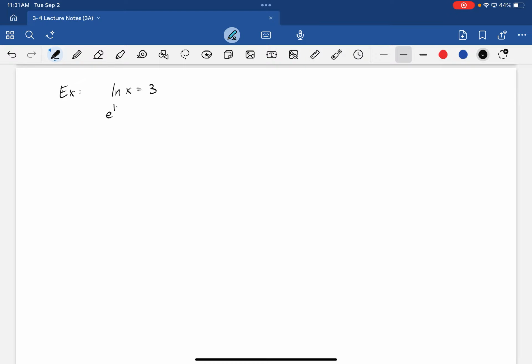That gets rid of our logarithm, right? Because of our inverse properties. So we quote unquote exponentiate both sides, and the left side simplifies to x because of our inverse property, and the right side is e cubed. Doesn't simplify, so on the quiz this is good, but on the homework, somebody calculate this.